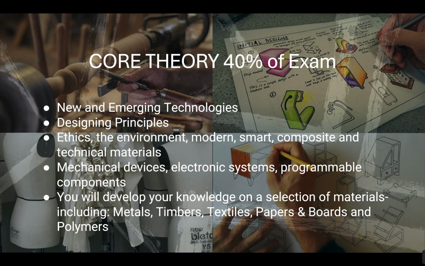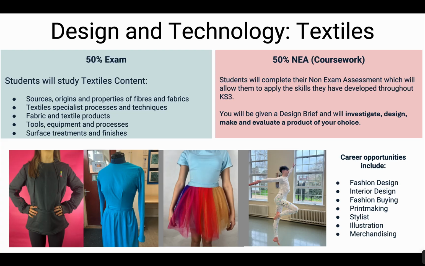This equates to 40% of the exam, and that is why you cannot choose more than one of them as an option. If you're interested in textiles, you'll cover all of that theory as 40% of your exam, and then 60% of your exam will cover the textile specialist area.